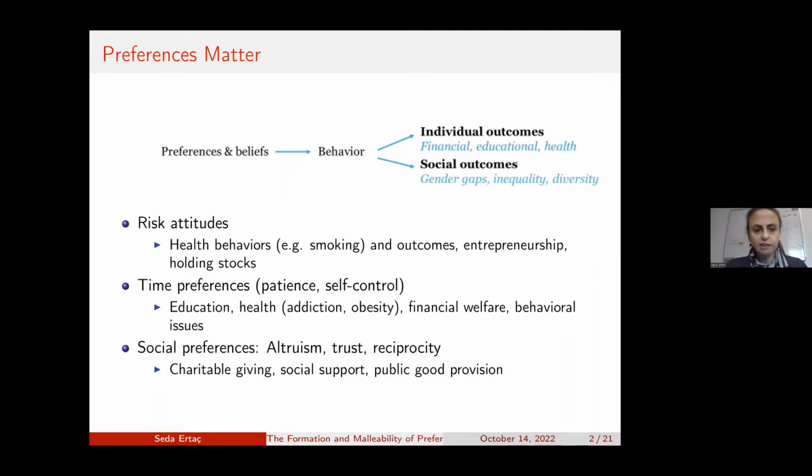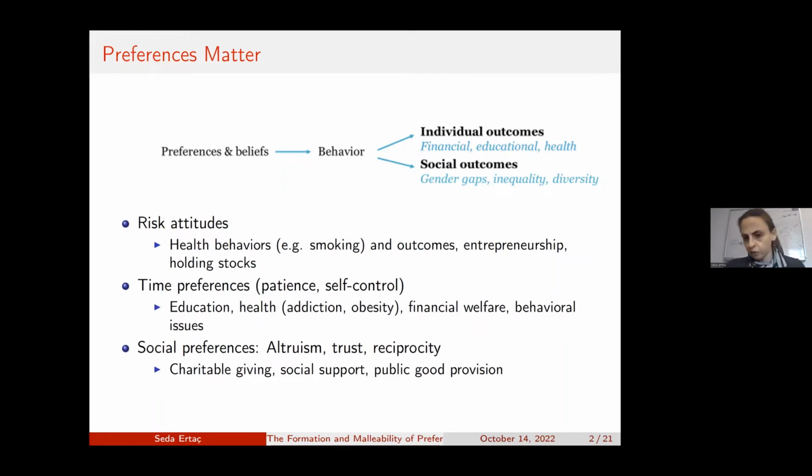So starting with these main three types of preferences, risk attitudes have been found to affect health behaviors, such as smoking, and outcomes, of course, entrepreneurship, whether you hold stocks. Time preferences, both patience and impulsivity, self-control, they affect educational outcomes, procrastination, health, addiction, obesity, financial welfare, behavioral issues of students at school. And social preferences, altruism, trust, positive and negative reciprocity, they predict charitable giving, social support, and public good provision.